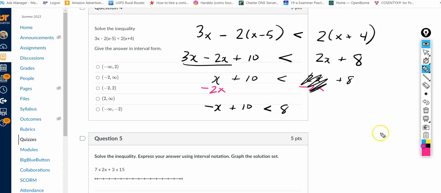And then I'm going to subtract 10 from both sides. So that's going to give me negative x is less than 8 minus 10 is negative 2. Now I need x by itself on the left-hand side. I do not have that. So the way I'm going to get x by itself is divide both sides by negative 1. But when you divide or multiply by a negative number, you could multiply both sides by negative 1, that'd be the same thing, the arrow flips.